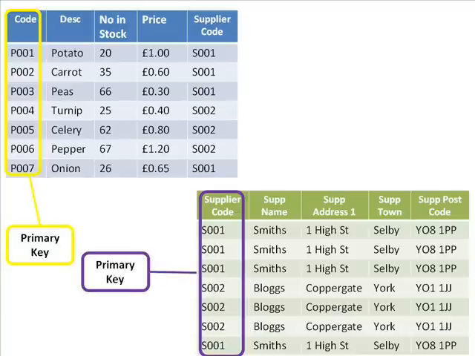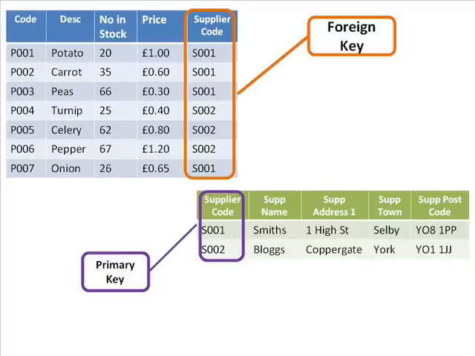And normalization is the idea of analyzing data to make it more streamlined and more efficient to store. Of course, we don't have to hold a record in the supplier table for every record that we hold in the product table. We only have to hold a single record for each of our suppliers. And then we can use that primary key within our product table. This time it becomes a foreign key, so that we can look along and see that product P002, which is carrot, is actually supplied by the supplier S001. We then go to the supplier table and look up S001 and see that it's the supplier Smiths.